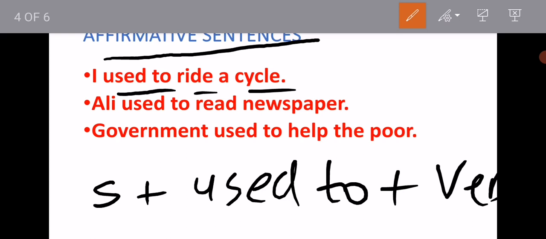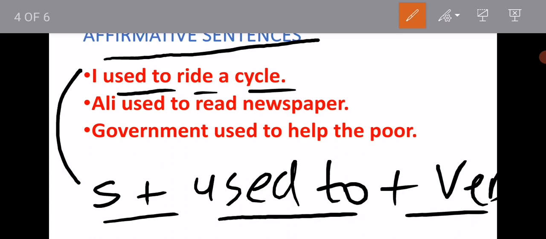Second sentence, "Ali used to read newspaper." "Government used to help the poor." These all three things mean, let's take the example of Ali. "Ali used to read newspaper." It means Ali in the past used to read newspaper, but in the present he is not in touch with newspaper. Clear? That is a positive. This formula is the positive formula and you can relate this with each of them, right?